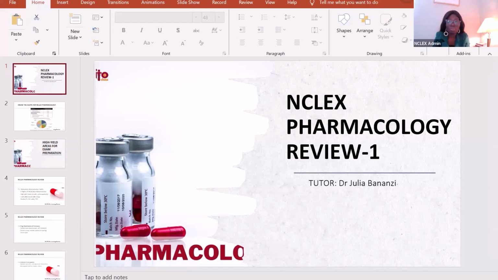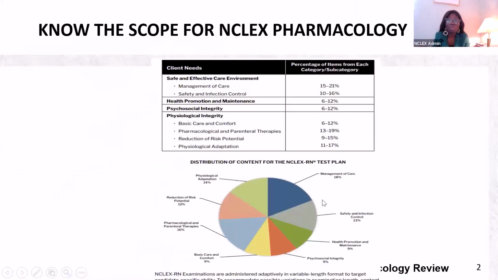As we do it here, we would always want you to know how important it is to master pharmacology. Remember that for the NCLEX content, for every subject area, there is a percentage. Pharmacology comes under physiological integrity, and pharmacological and parenteral therapies covers about 13 to 19%. So it looks like pharmacology covers a huge chunk of the questions that you may meet.